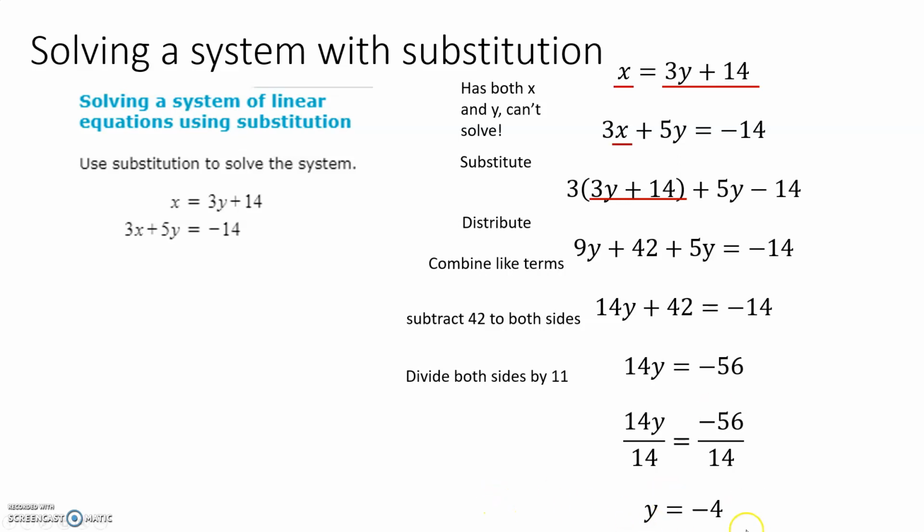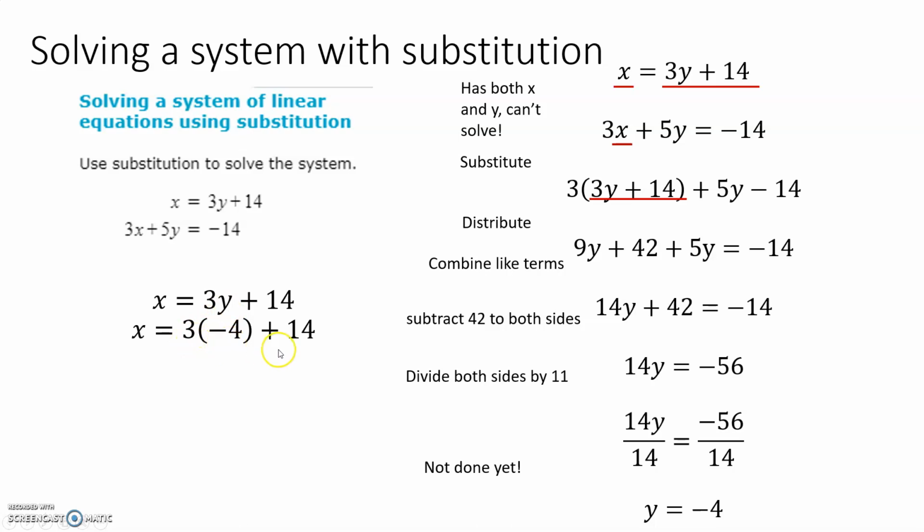Okay? So we take now y, we're not done yet, and we plug it back into this equation. And you can actually plug it into either one. I'm going to plug it into the first one because it's already solved for x, but you could plug it into the second equation as well. So here's that first equation. There's our y. So we plug it in.